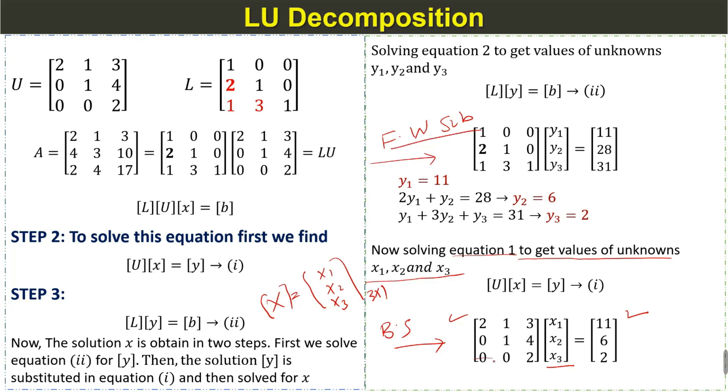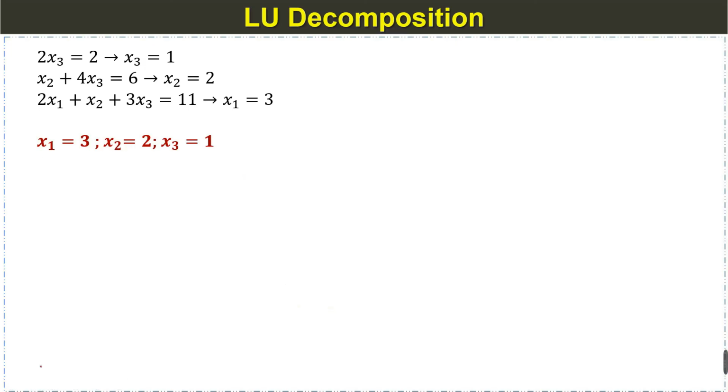Now we multiply this row with this column and we get the value of X3, then the value of X2, and then the value of X1. So X3 is equal to 1, X2 is equal to 2 and X1 is equal to 3. This is the solution of the system of linear equations.